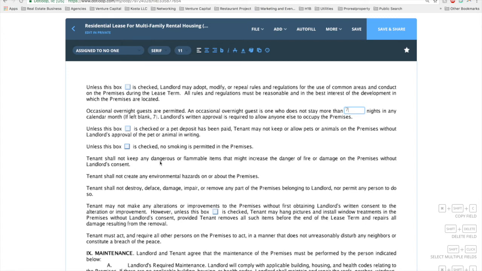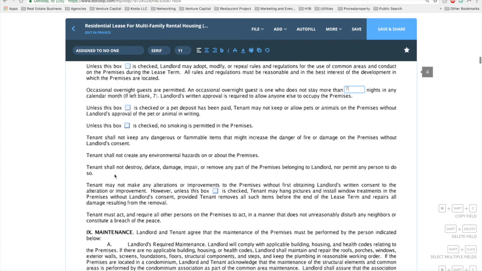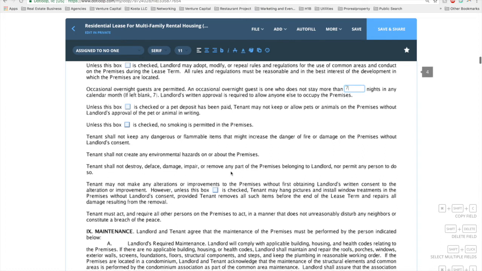Tenant shall not keep any dangerous or flammable items that might increase the danger of fire or damage on the premises without landlord's consent. Tenant shall not create any environmental hazards on or about the premises. Tenant shall not destroy, deface, damage, impair, or remove any part of the premises belonging to landlord, nor permit any person to do so. Tenant may not make any alteration or improvements to the premises without first obtaining landlord written consent to the alteration or improvement.